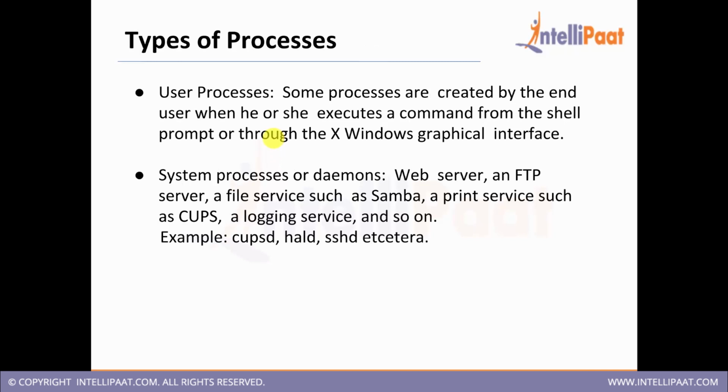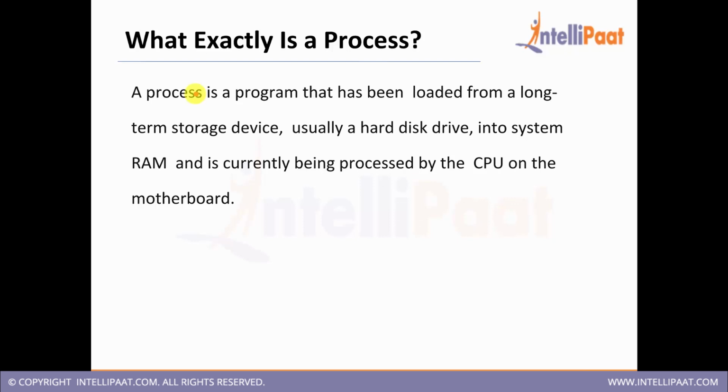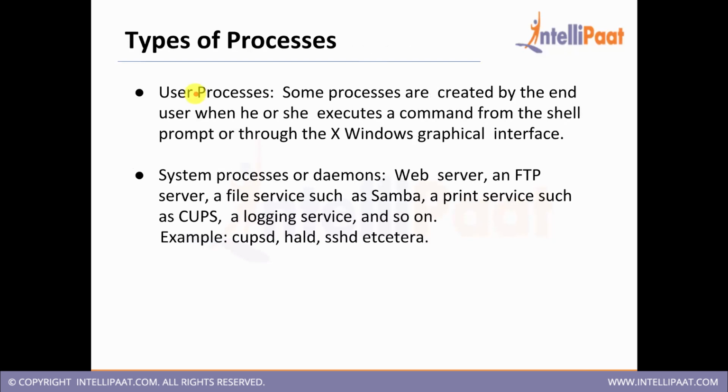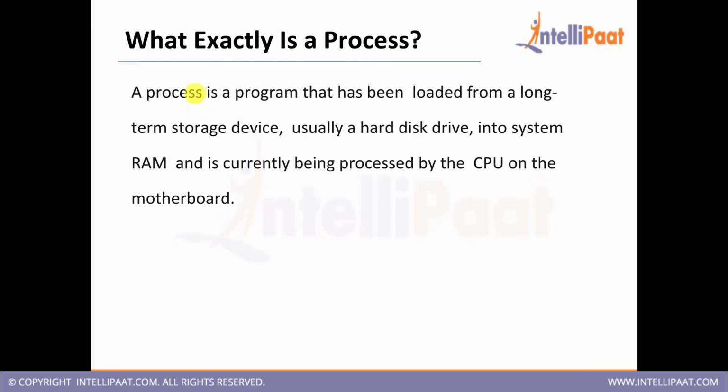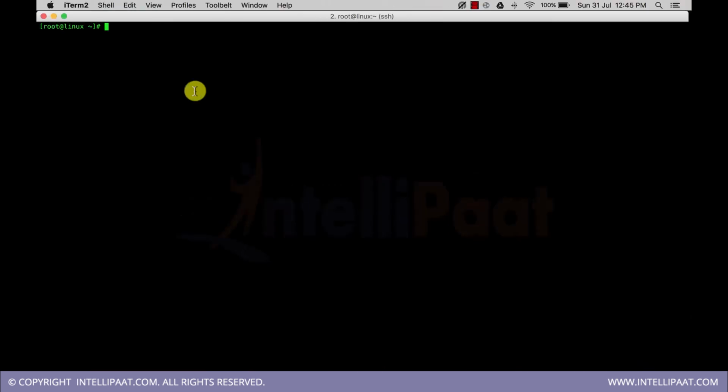One of them is the user process. The user process is the process which is created by the end user when he or she executes a command from the shell prompt or through the X graphical interface. Before we go and understand this, let us first log in to the Linux system and see what the processes are and how they are running. Then we'll learn some commands also, because unless you see some processes running, you won't be able to relate what user processes and system processes are.